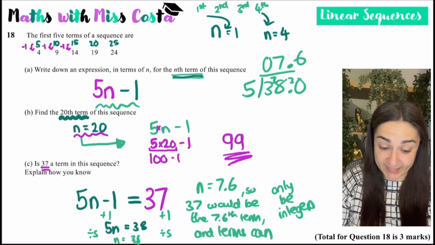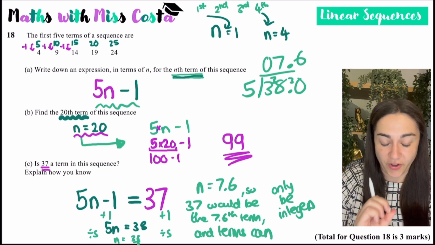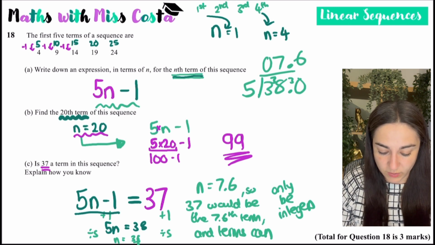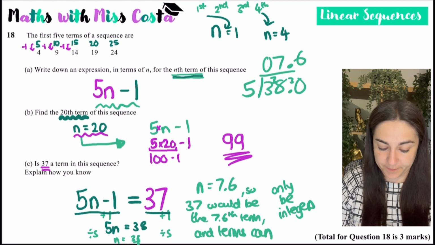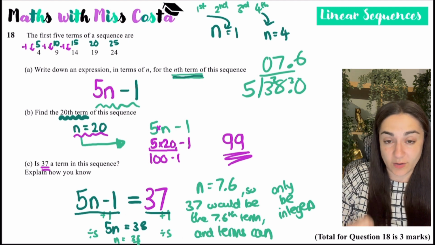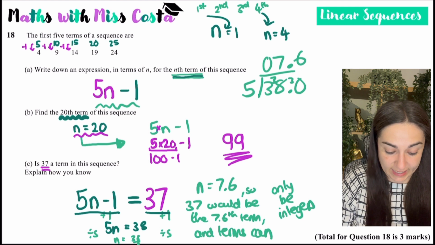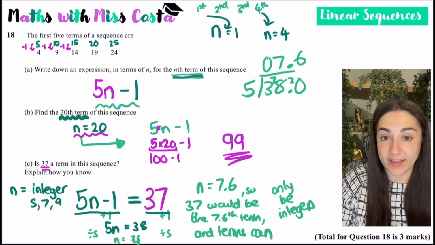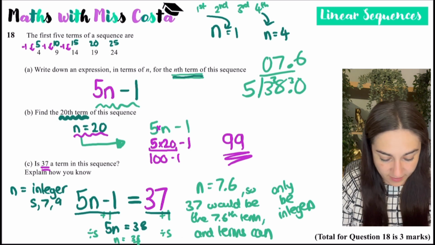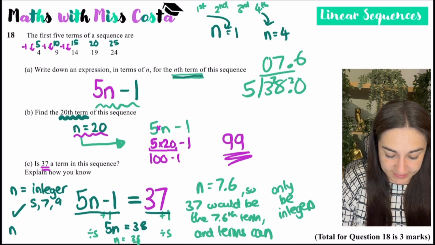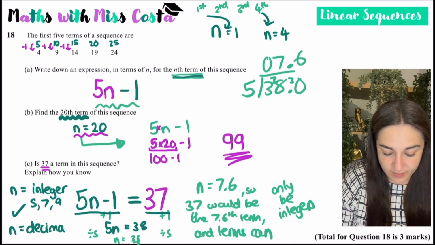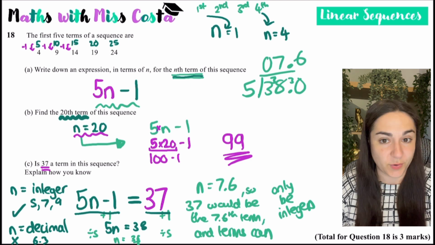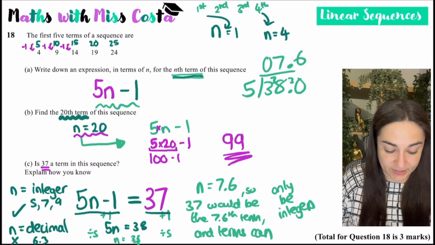So basically, to check if something is a term in a sequence, you make the rule equal to the number you're checking, you solve it, and if n is a whole number, so an integer, like 5, 7, 9, that tells you it's the 5th term, 7th term, 9th term, then it is in the sequence. If n is a decimal, like 6.3, 7.9, it's not in the sequence. And that's how we do that question.